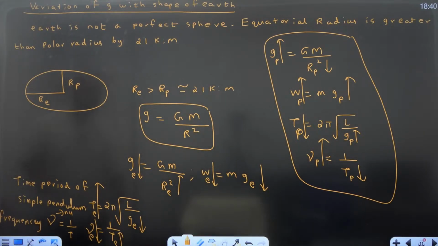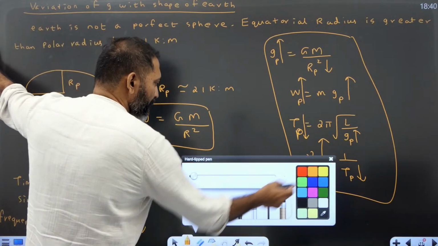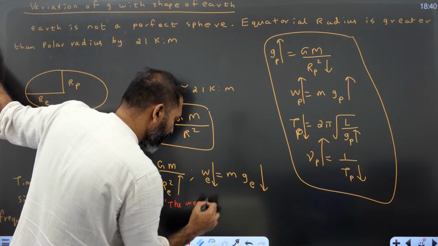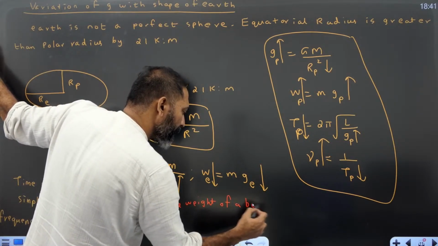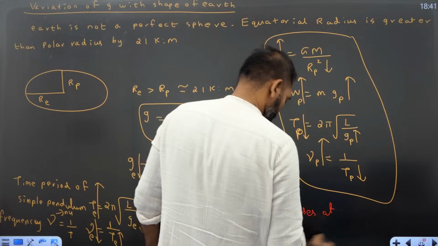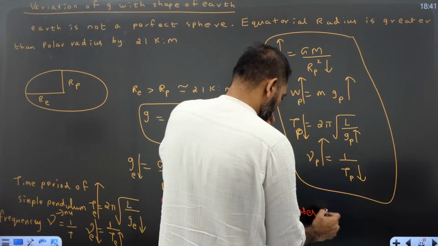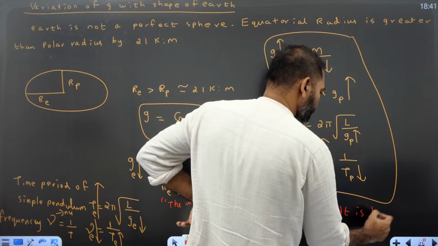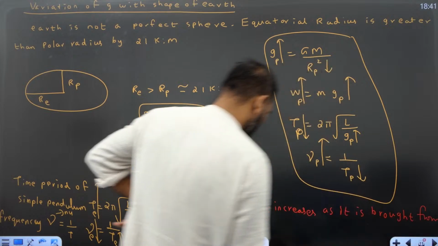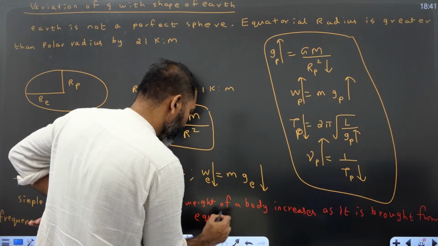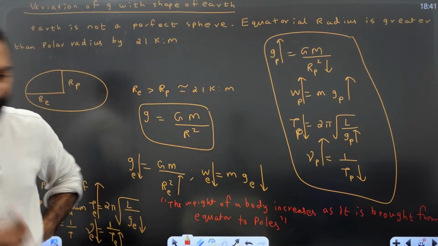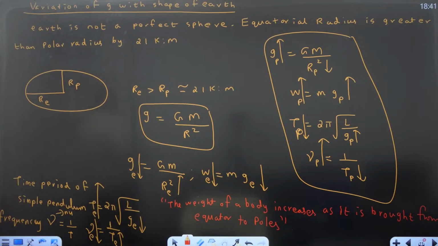So what happens? Weight is minimum at equator, maximum at poles. So I should write: the weight of a body increases as it is brought from equator to poles.